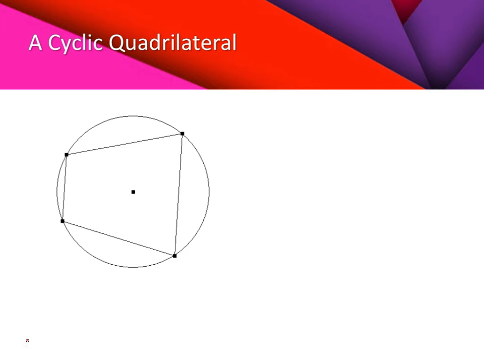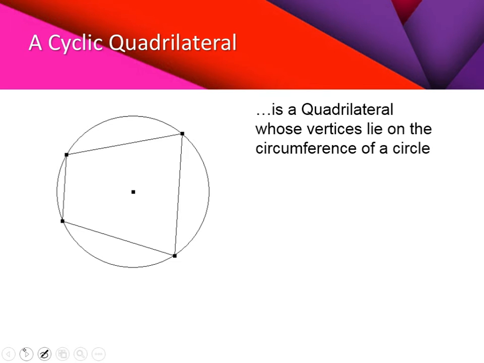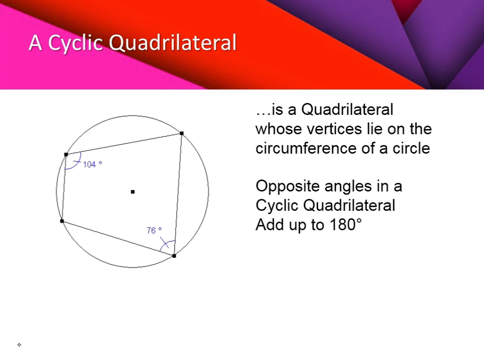Now the fourth property is cyclic quadrilateral. Cyclic quadrilateral means if we have a quadrilateral inside the circle whose all four vertices are on the circumference of a circle, then we will call it cyclic quadrilateral. Again, I am repeating that if we have a quadrilateral inside the circle and all four vertices of a quadrilateral are on the circumference of a circle, then we will call it cyclic quadrilateral.